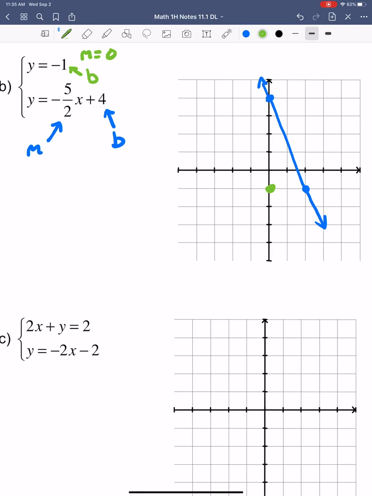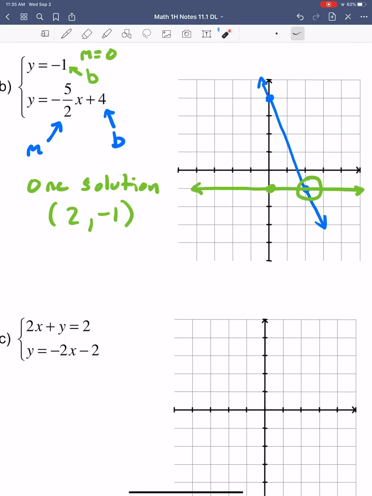And if you remember, a slope of 0 means that we have a horizontal line, so just a flat line going straight across here. And we can find our point of intersection is right here, and that's going to be our solution. And so we have one solution, and it's going to be at 2, negative 1. And so anytime that we have a y equals and it's just a number, we're going to end up with this horizontal line, right? Because there is no slope. So it's disappeared. It's 0. And so that means we just have that flat line.